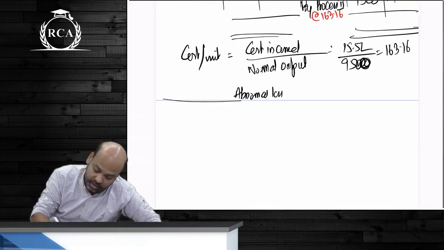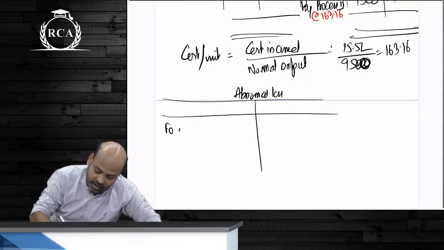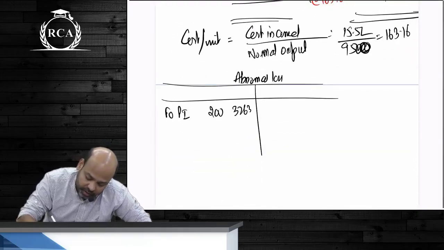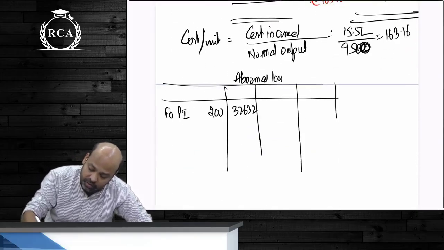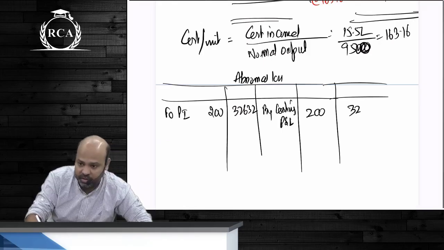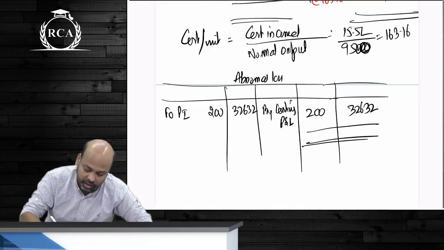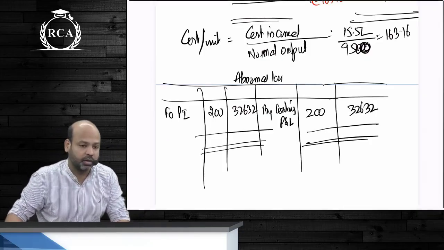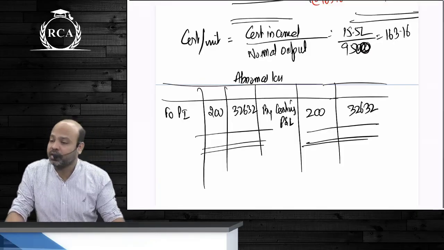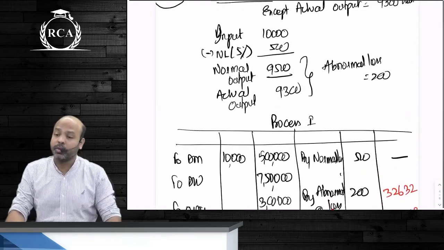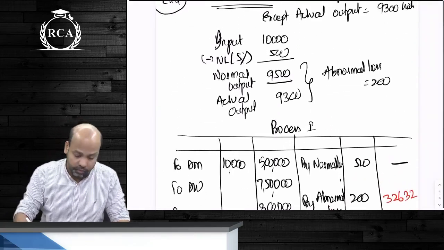Let her answer, guys. To process 1, beta, 200 units valued at 32,632. What do I do with this? How do I close this? Very good. I will transfer this, guys, to costing P&L account because this is my loss. Normal loss does not get transferred to costing P&L account, guys, but abnormal loss will get transferred to costing P&L account. So the only thing that you have to remember here is that even if there is abnormal loss, cost per unit will still be based on normal output. Okay, write up to here, write that sentence then.